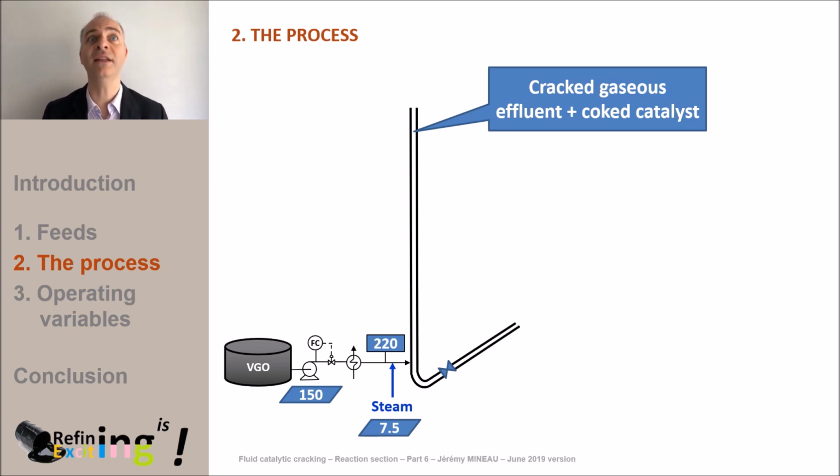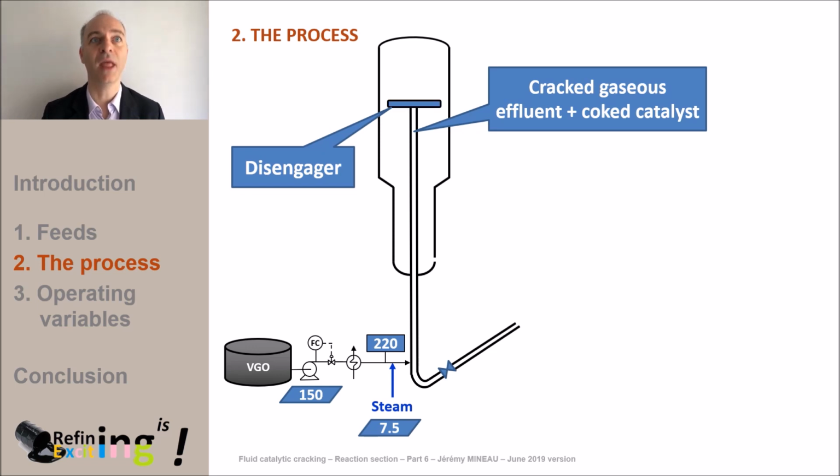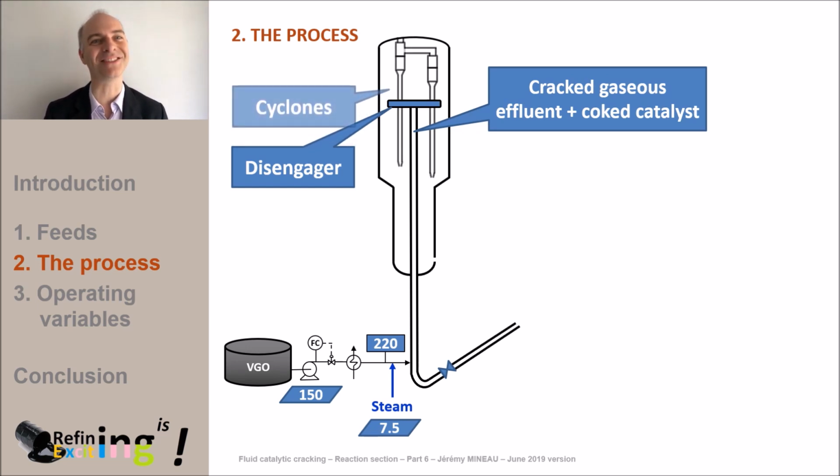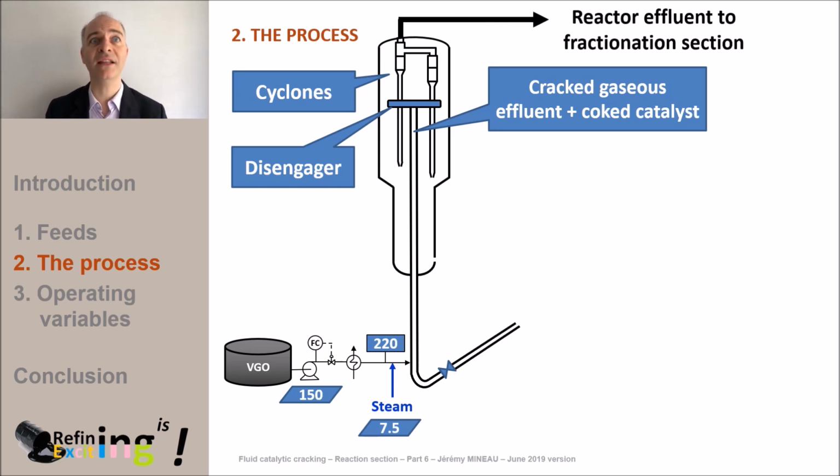But before doing that, it is of course necessary to separate the catalyst from the gaseous effluent. This gas and solid separation takes place at the top of the reactor, where we have a primary separation. Then the gas passes into one or more cyclones to increase the separation and remove the last catalyst particles. The gaseous effluent leaves the reactor from the top of the cyclones and joins the fractionation section. As far as the catalyst is concerned, it flows down to the bottom of the cyclone to join the location called the stripper.